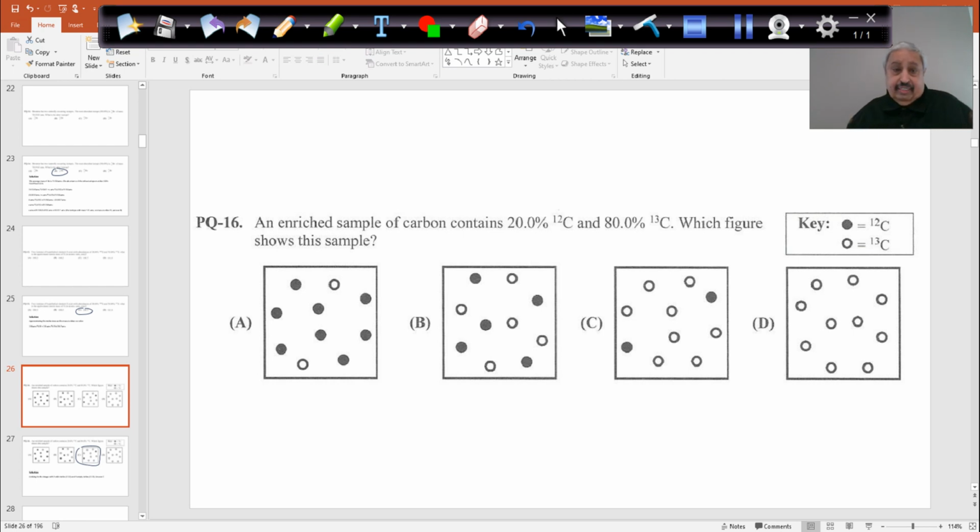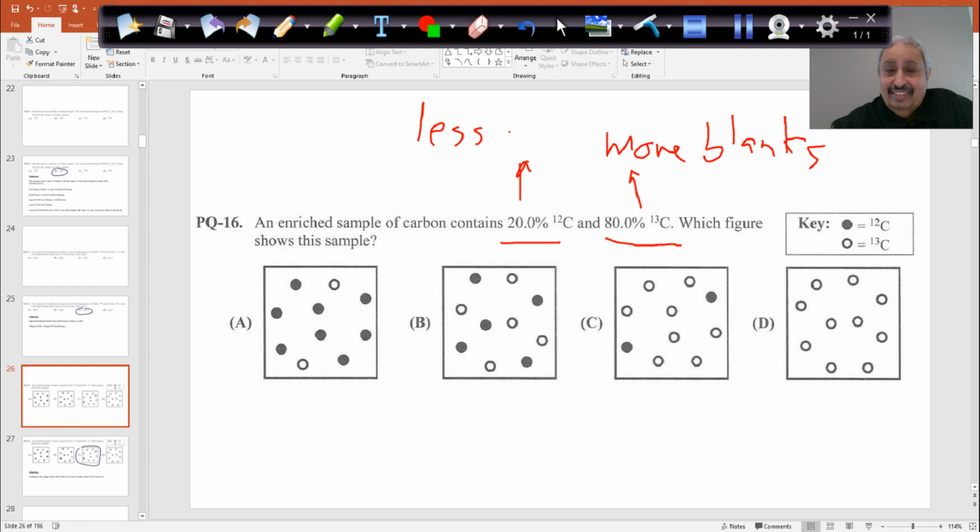So it said an English sample of carbon contains 20% of 12 and 80% of 13. So 80% natural abundance. By looking, we are expecting more what? More blank circles, correct? More blank circles and fewer darker circles.